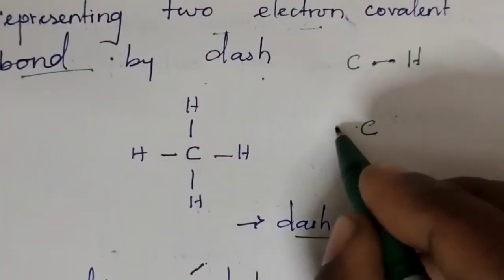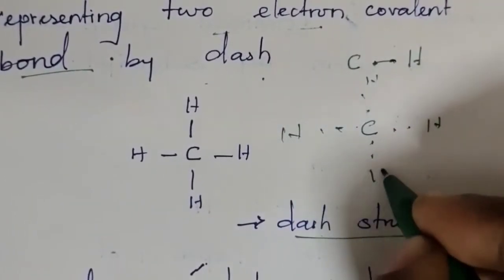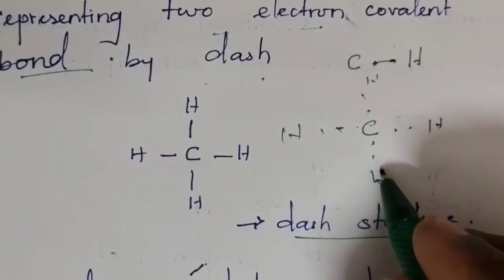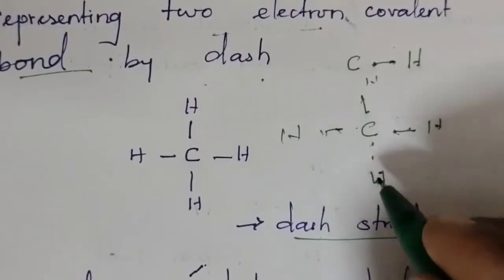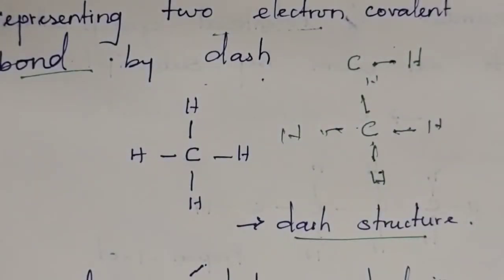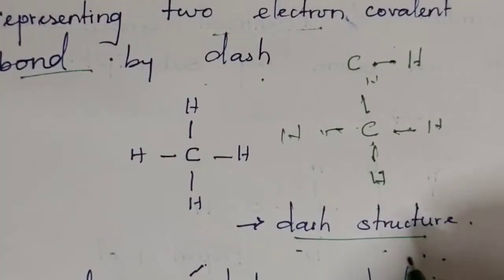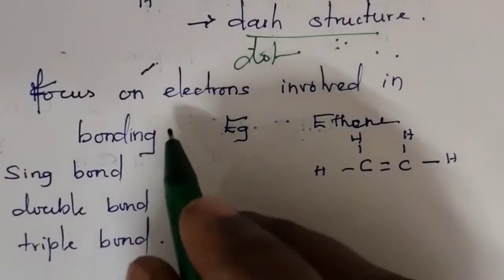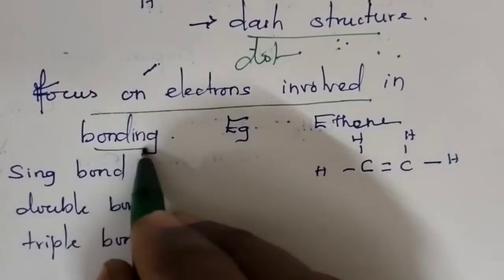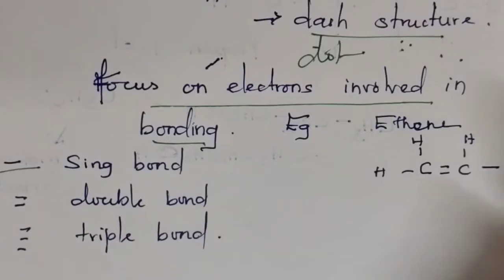We studied methane. This is the electron dot structure of methane, or Lewis structure of methane. This structure is further simplified by connecting these two dots as a single dash. This type of structure is called a dash structure. The dash structure as well as the dot structure or Lewis structure mainly focus on the electrons involved in bonding.